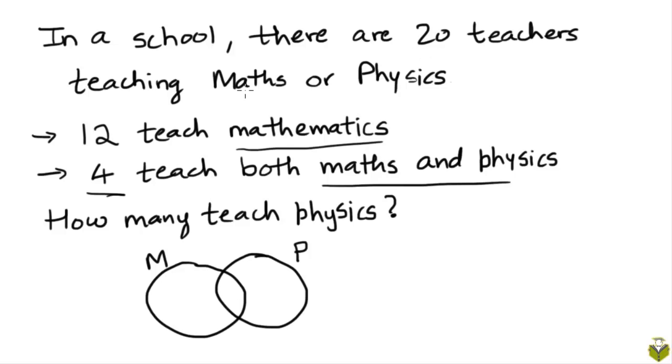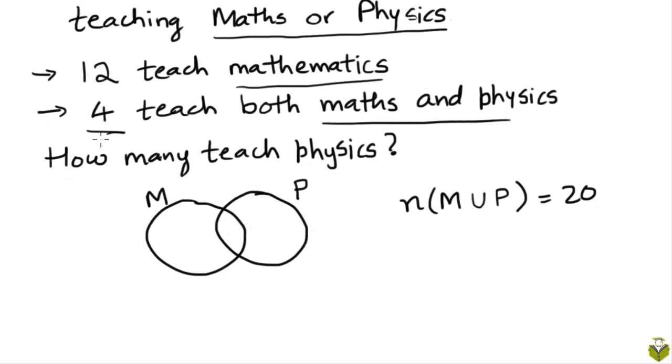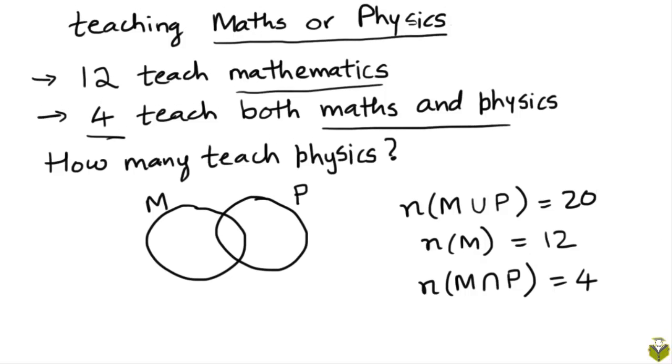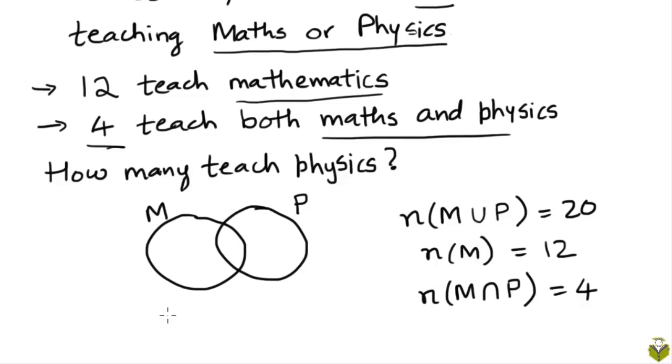We are given that the number of teachers teaching either maths or physics is 20. So we are given that the size of the set M union P is 20. We are also given that the total number of math teachers is 12. So N of M is 12. And the number of teachers teaching both the subjects is 4. So N of M intersection P, so these are the teachers that teach both the subjects, is 4. And we are asked how many of them teach physics. In other words, what's the value of N of P?